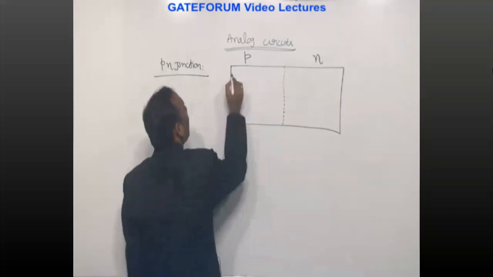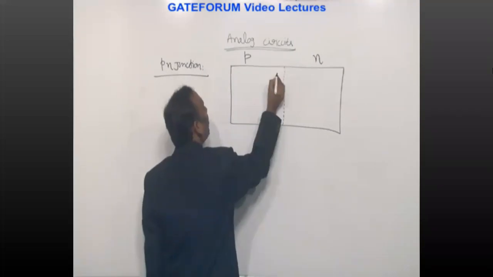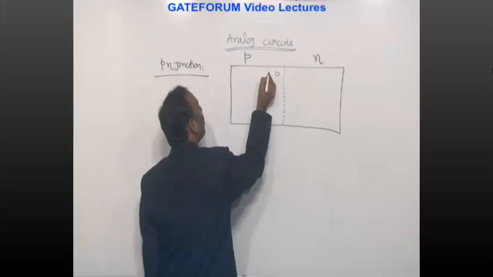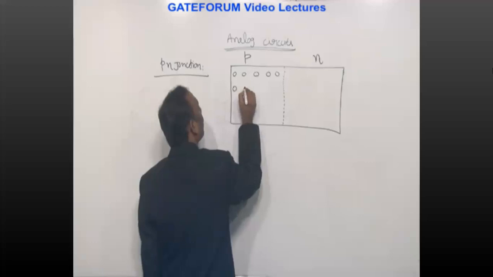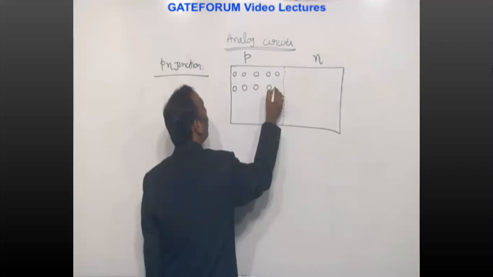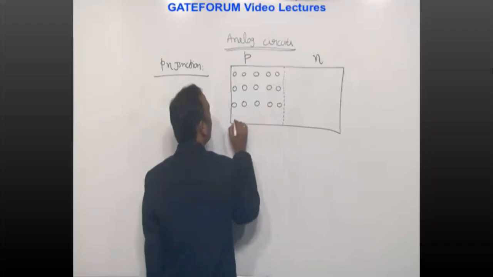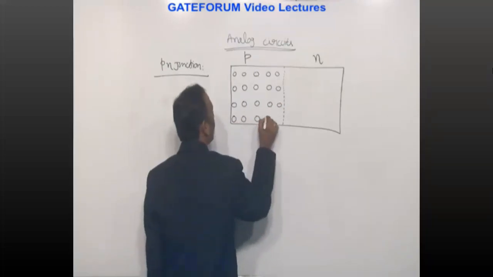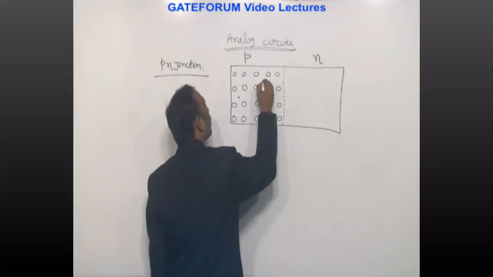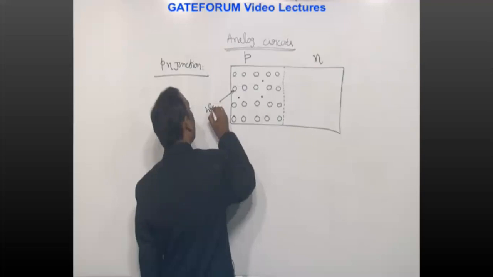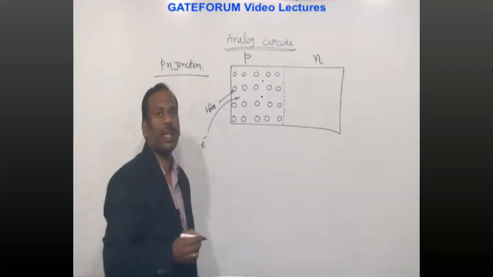as a reference. Here I added p-type impurities. In p-type, the majority charge carriers are holes. Minority charge carriers are electrons. These are holes, these are electrons.